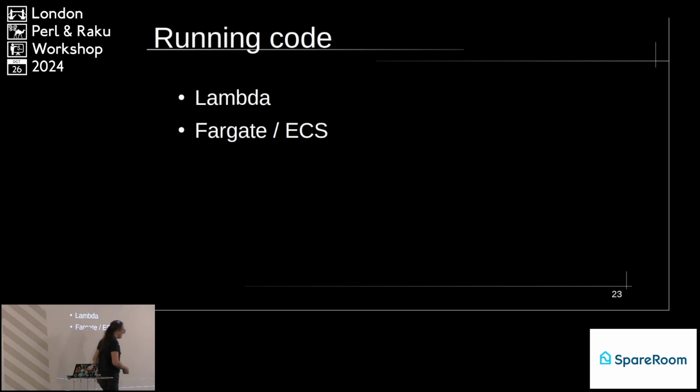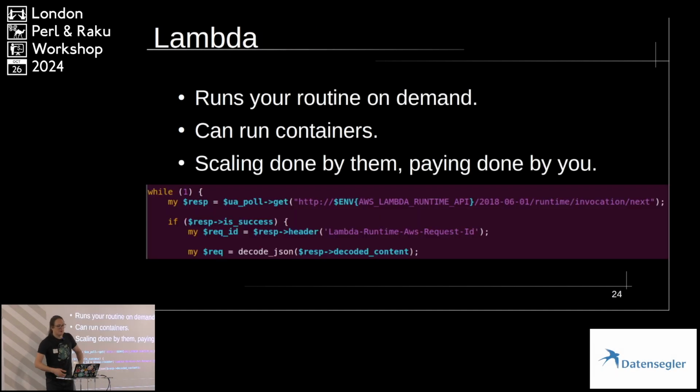So as for actually running code without playing around with servers, Amazon give you a couple of options. They have the Lambda feature and a thing called Fargate. Lambda is possibly the most alien one. It runs your routine on demand. It can run containers. This can be a surprise if you're working with AWS qualified people. It seems to be a very unadvertised feature. It's well documented, but unadvertised.